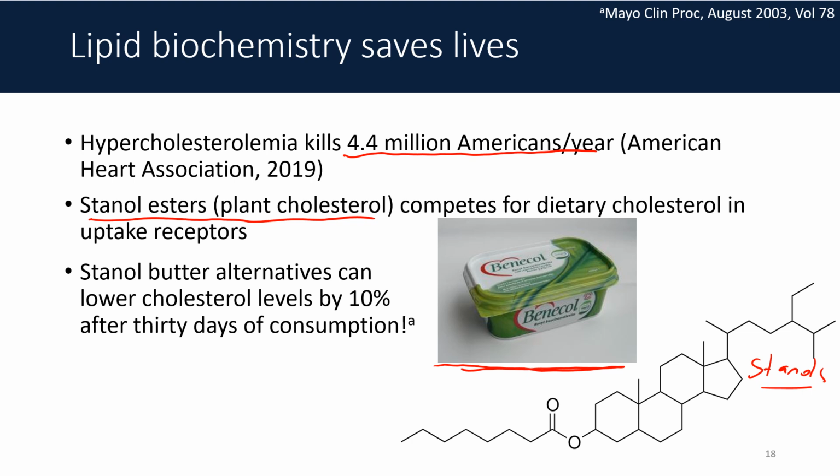By spreading this butter on your toast every morning for a month, you are going to be inhibiting competitively the cholesterol uptake receptors in your intestines, which has been documented to reduce your systemic cholesterol levels by 10%. And you can see the results published here by a reputable group in 2003. And I don't know, I think that's kind of interesting.